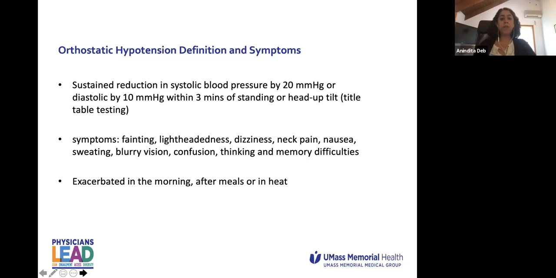This can also occur after meals or particularly in the heat. The reason it can be after meals is because after you eat, blood is redirected towards the gut in order to help digest the food. A lot of the blood flow is going towards the gut away from the brain, and that might make you feel lightheaded or dizzy, especially if it's a big meal that requires a longer period of digestion. And also in the heat, because at that point you might be sweating, you might be losing some volume, and so you might be getting dehydrated, and then that can exacerbate the lower blood pressure and also cause symptoms.